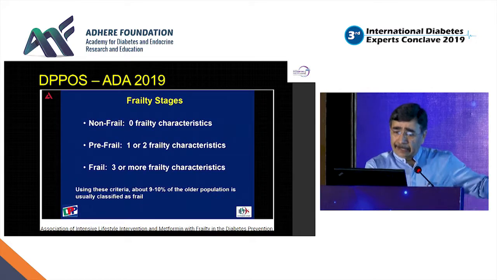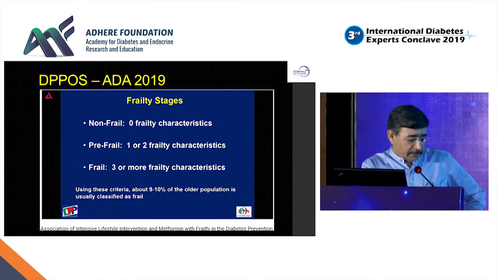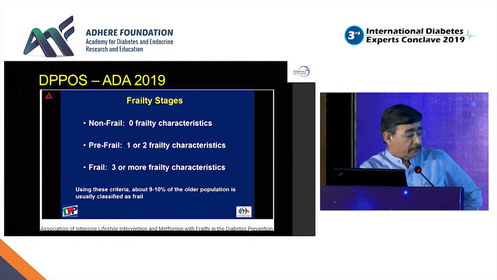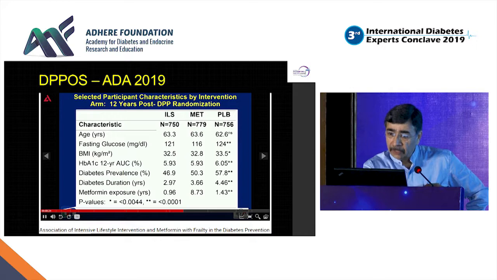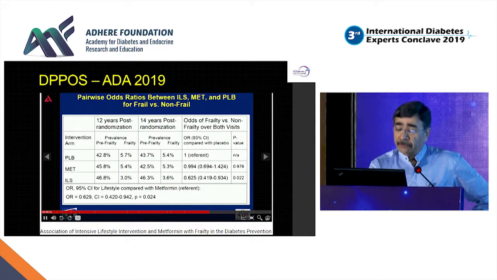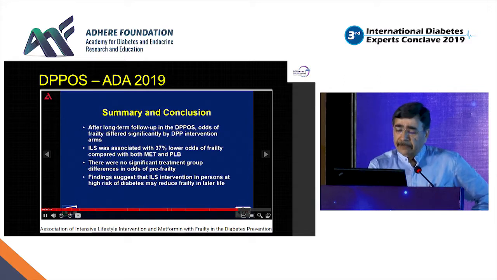These baseline parameters of all the patients were very similar. Now, important thing is, if you look at this, there was no difference in placebo group and metformin group, but chances of having frailty were 37% lower in lifestyle intervention group. Again, reinforcing that lifestyle measures remain the mainstay for management of sarcopenia. So, the summary, again, lifestyle interventions were associated with 37% lower risk for sarcopenia.